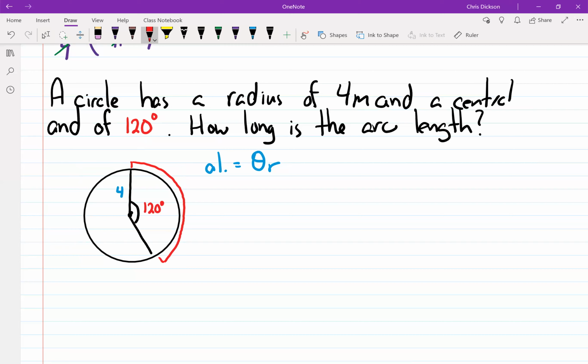Well, first of all, we know that this formula will only work if this is in radians. And I have had students tell me this. If you guys see the error in this, they say, well, the arc length then must be equal to 120 times 4. So that would mean that arc length is 480 meters.